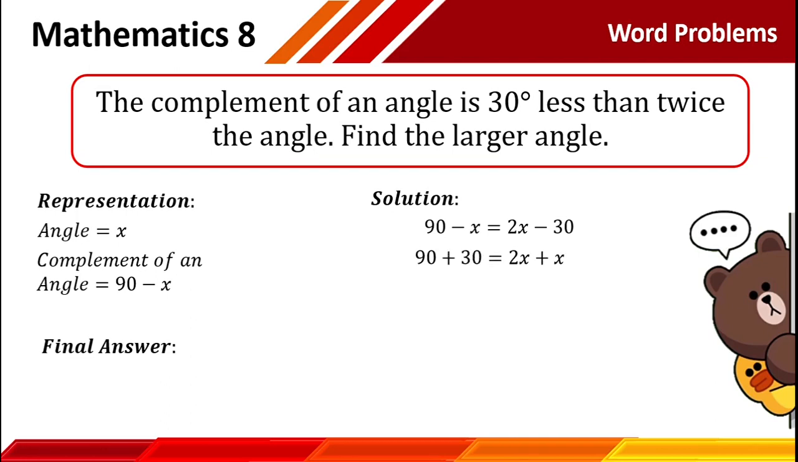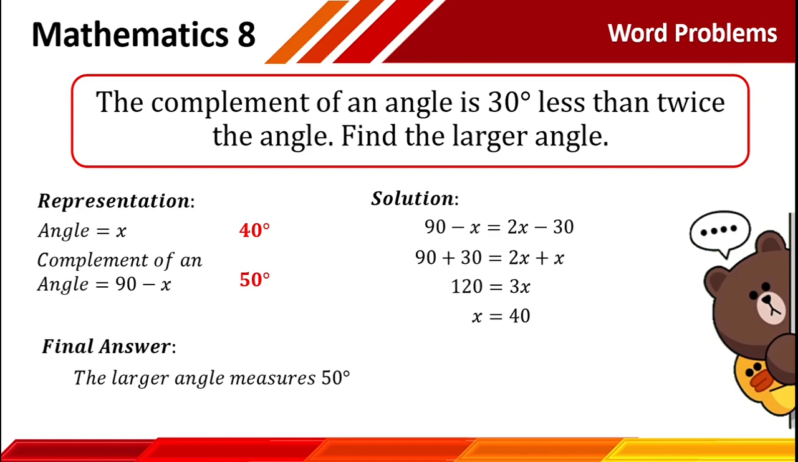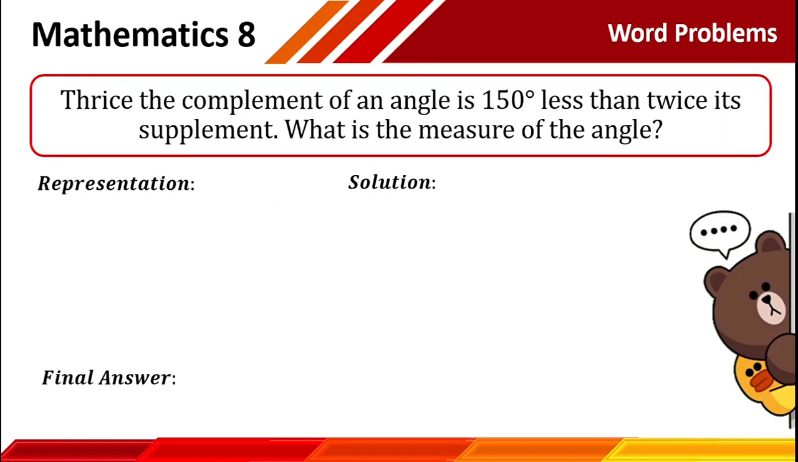So let's combine like terms. We have 90 plus 30 equals 2x plus x. Let's simplify. So we have 120 equals 3x. Divide both sides by 3. So the value of x is equal to 40. We are looking for the larger angle. Therefore, the angle measures 40 degrees and the complement of the angle measures 50 degrees. The larger angle here is the 50-degree angle.